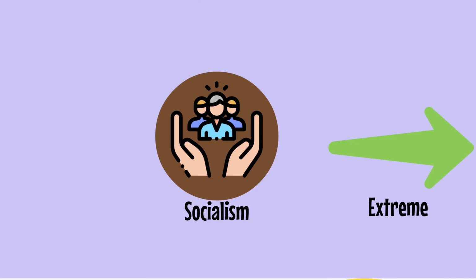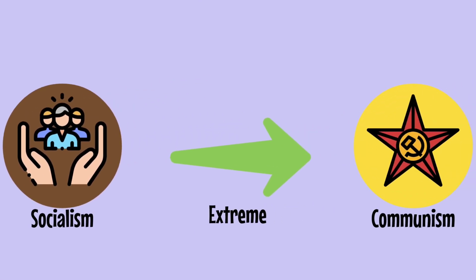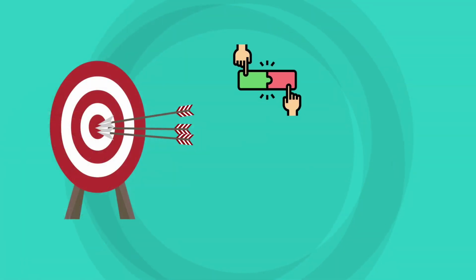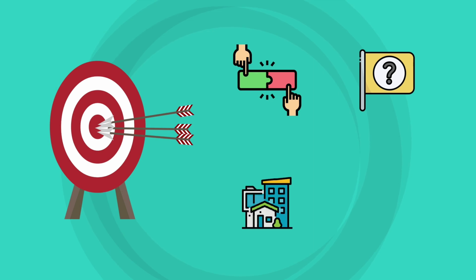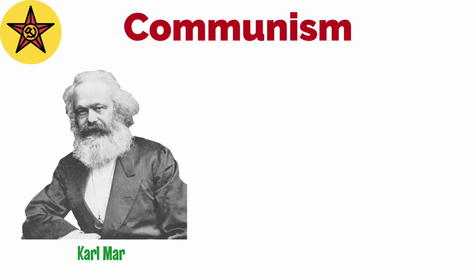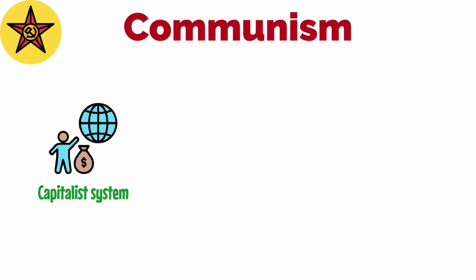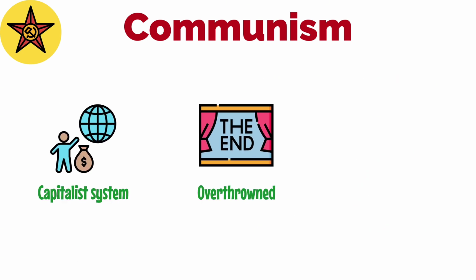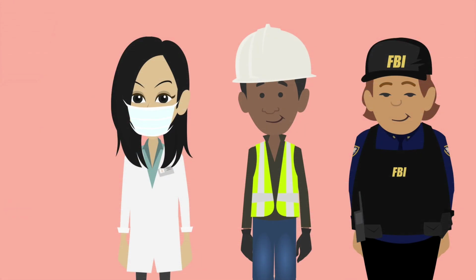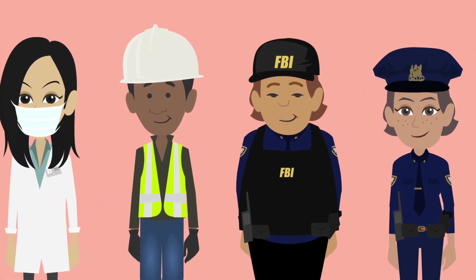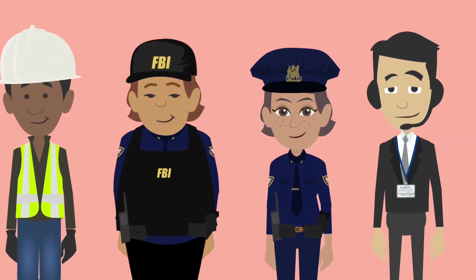Communism. Communism takes the ideas of socialism to the extreme, aiming to create a classless, stateless society where all property is communally owned. Karl Marx, the most famous proponent of communism, believed that history was a series of class struggles, and that the capitalist system would eventually be overthrown by the working class, leading to a society where everyone would contribute according to their ability and receive according to their needs.